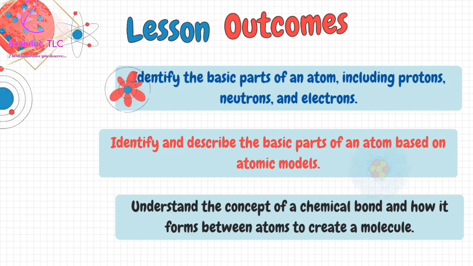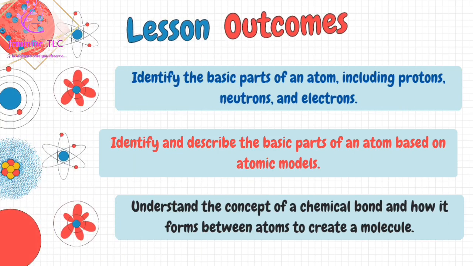Our lesson outcomes are to identify the basic parts of an atom, including protons, neutrons, and electrons. Secondly, to identify and describe the basic parts of an atom based on atomic models. Also, thirdly, to understand the concept of a chemical bond and how it forms between atoms to create a molecule.